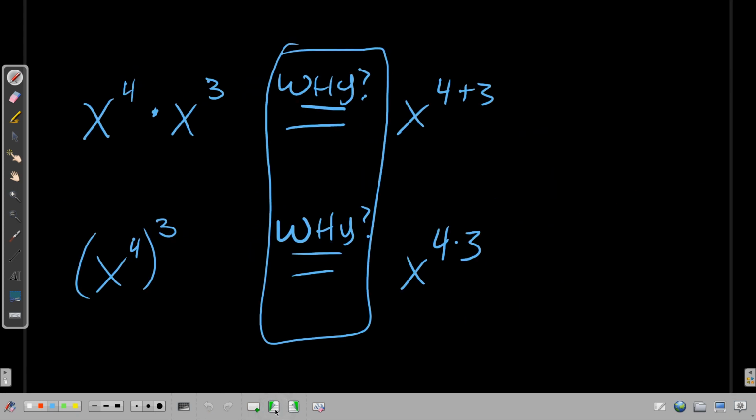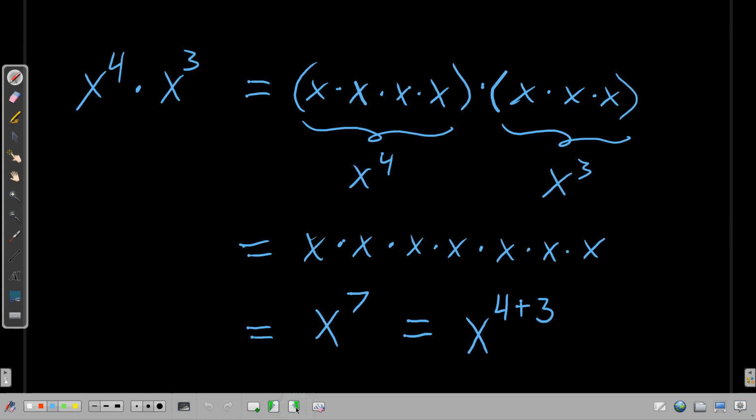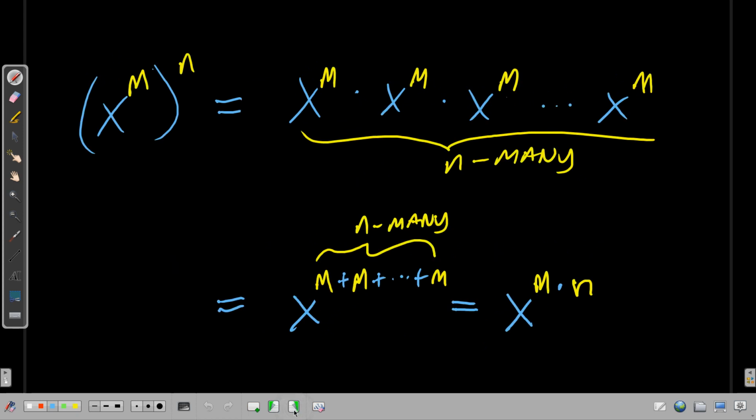So don't simply showcase the rules. That's not interesting. I want to know why those are the rules. And the reason why is right here. This is the reason why for the addition. This is the reason why for when you add the exponents. And then to show why for when we multiply the exponents, you leverage the first rule to show that the second one is also true.